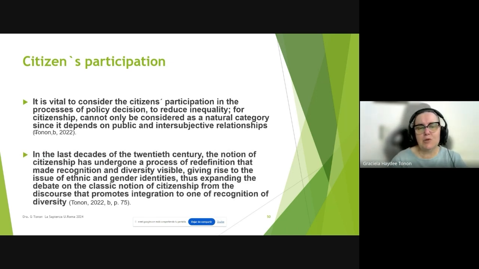In the last decades of the 20th century, the notion of citizenship has undergone a process of redefinition that made recognition and diversity visible, giving rise to the issue of ethnic and gender identities, thus expanding the debate on the classic notion of citizenship from the discourse that promotes integration to one of the recognition of diversity.